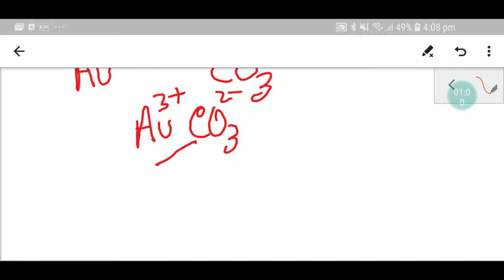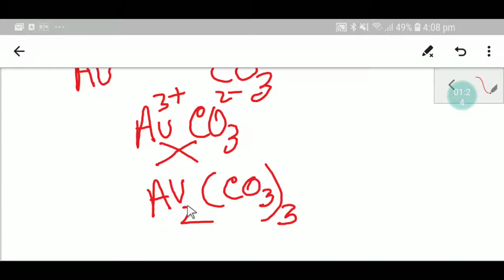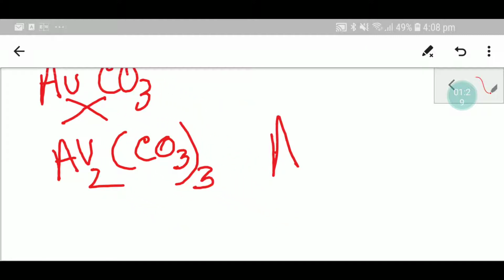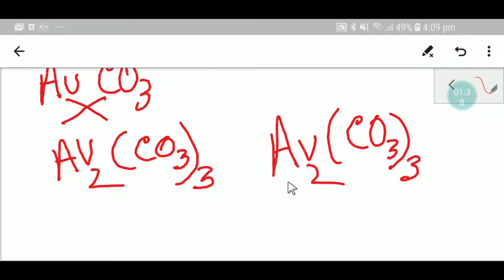So now you have to apply the crisscross method. In the crisscross method, what will happen is the superscript of carbonate will be the subscript of gold. So this 2 will come as the subscript of gold, and this 3 will become the subscript of carbonate. So this is the formula of gold 3 carbonate. Okay, let me write it. Okay, this is the formula for gold 3 carbonate.